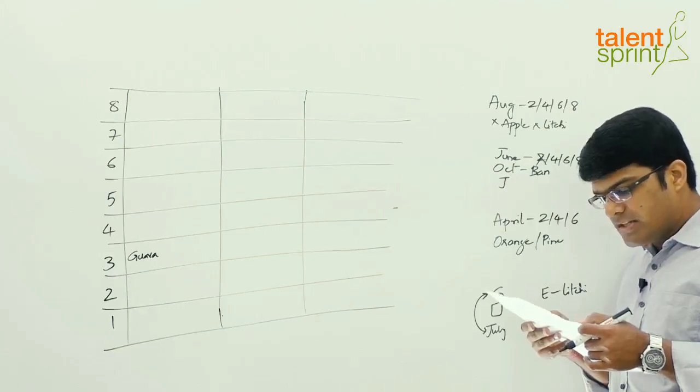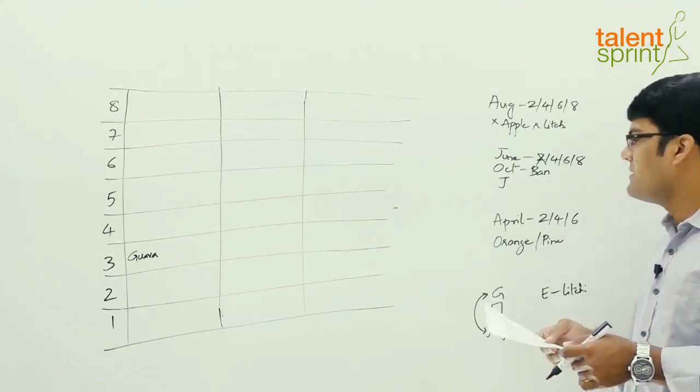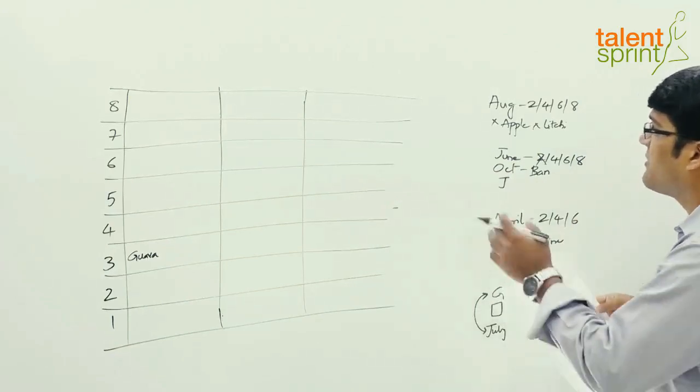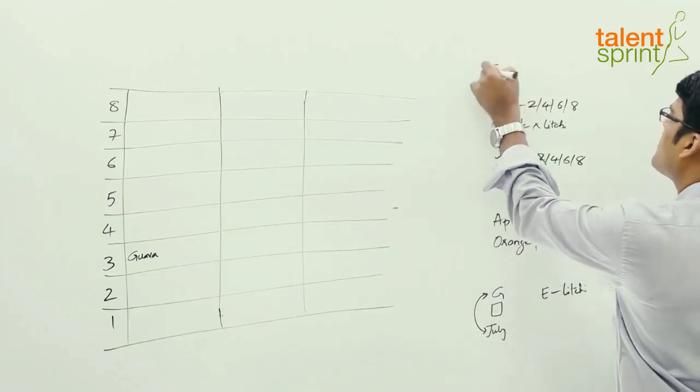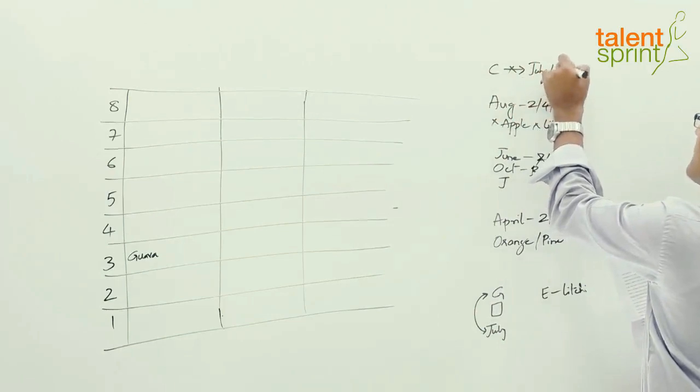C's date of birth is not in July or October. C's date of birth is not in July or October. Again, you can make a note of these points somewhere, right? C's date of birth is not in July or October, right? So C does not belong to July or October.